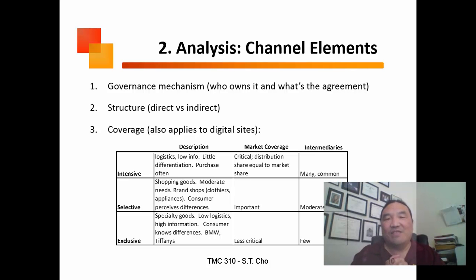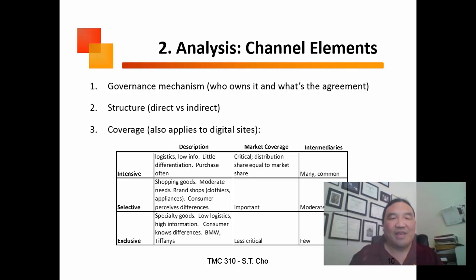If I have intensive coverage, like I'm selling plastic cups, now we're getting into logistics because how many millions or billions of plastic cups are sold every year. And so now I'm interested more in logistics, and so that's intensive coverage. Selective coverage is like a brand shop, where I have something specific going to specific places. And exclusive is like specialty goods and luxury goods, like selling a BMW or something like that.